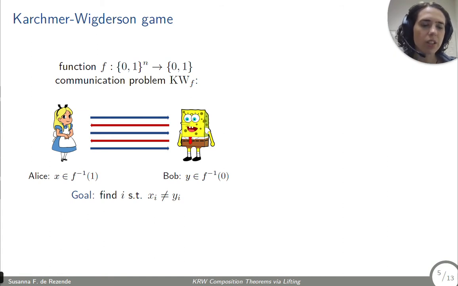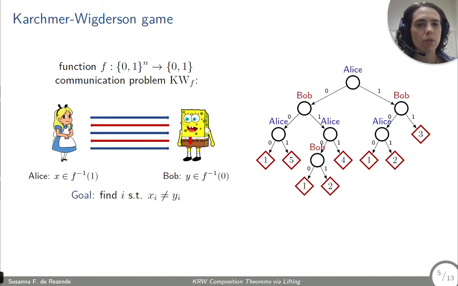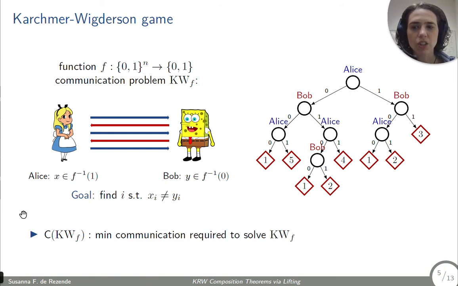And they communicate according to some pre-established protocol, which can be viewed as a tree. So at every node, there's one player that speaks, that sends a bit, and at the leaves, they should output an answer to this problem. They should output an index where their inputs differ. And they want to do this minimizing the amount of communication. So C of KW_F denotes the minimum communication required to solve the KW game on F. And if we think of this measure in terms of the protocol tree, this is simply the depth of the tree. Okay, so this is an interesting model, but how does it relate to circuits?